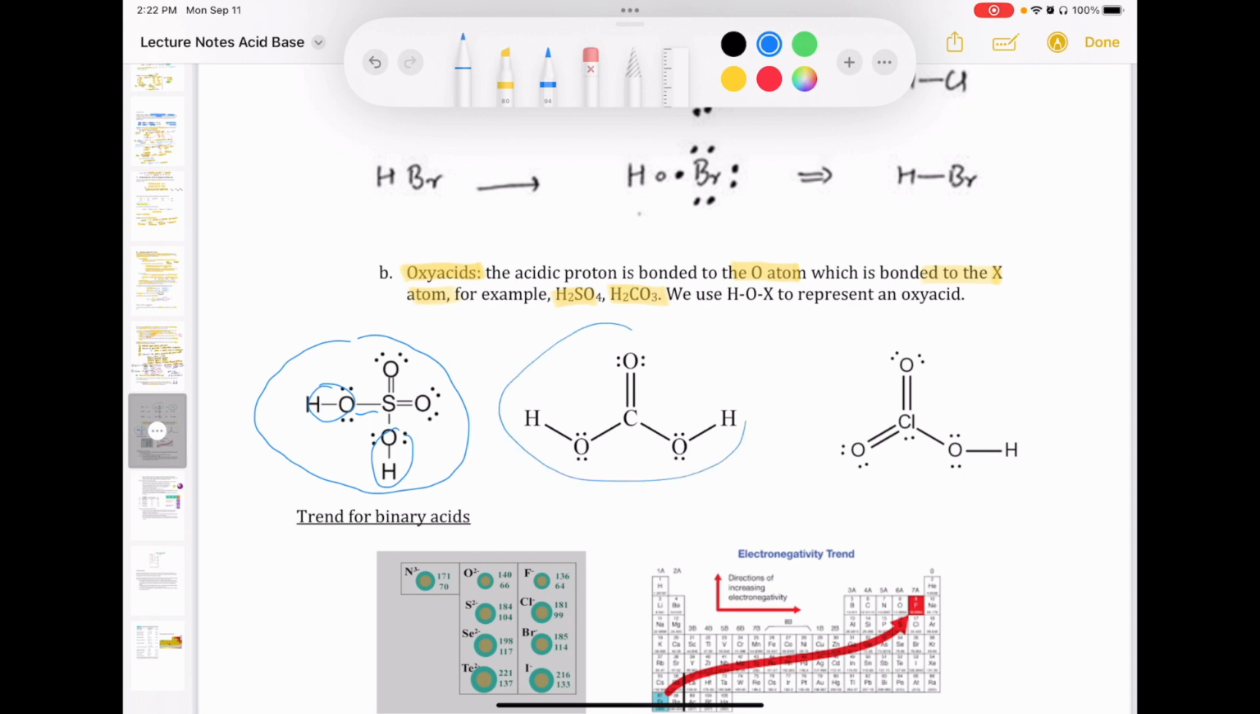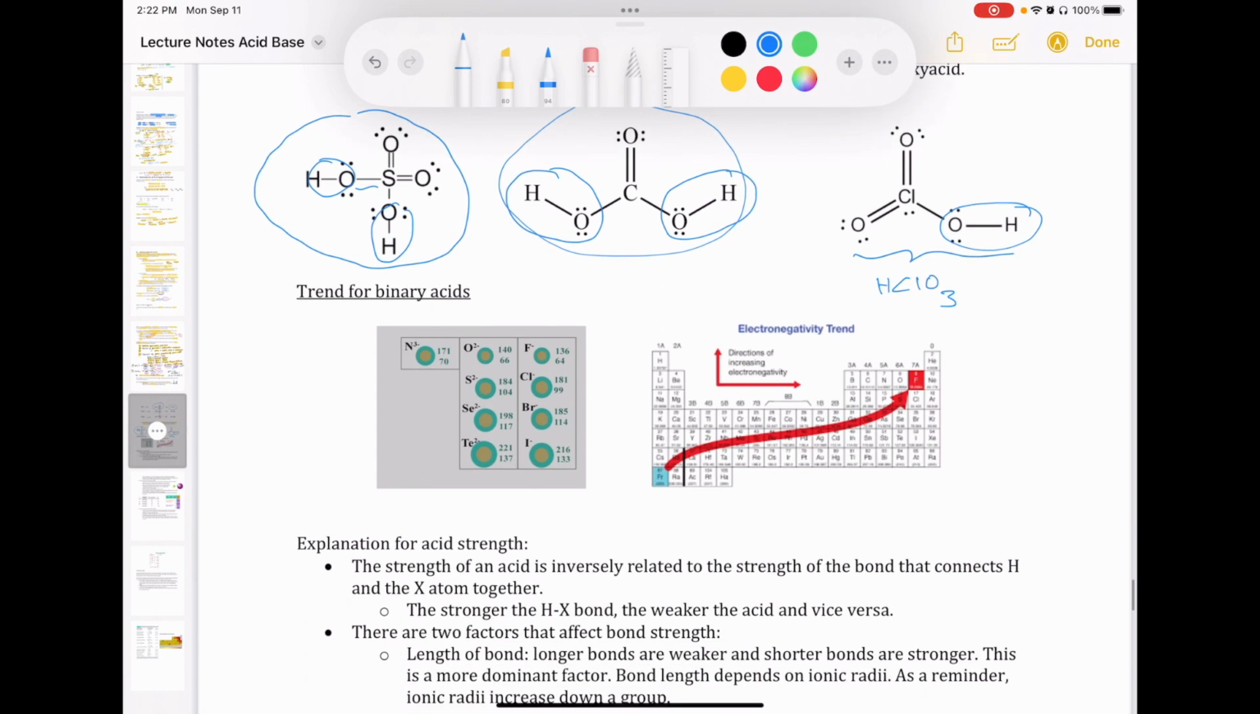Carbonic acid, which is shown right here in the middle, has two acidic protons, and both of them are bonded to the oxygen atom. And then this one right here is chloric acid, HClO3, and this one has one acidic proton, and that's also bonded to oxygen.